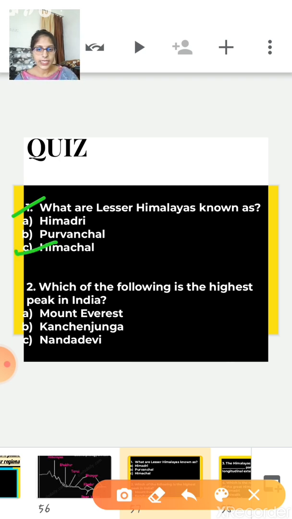Clear? Second question: which of the following is the highest peak in India? The options are: first, Mount Everest; second, Kanchenjunga; and third, Nanda Devi. Basically, Mount Everest is the highest peak in the world, right? And here the question is the highest peak in India. So the answer is option B, Kanchenjunga is the highest peak in India.